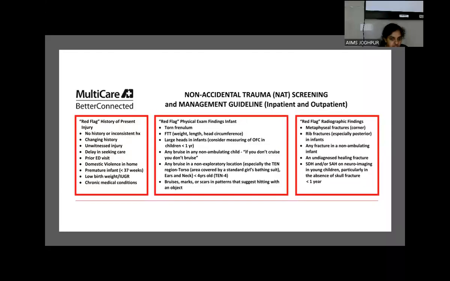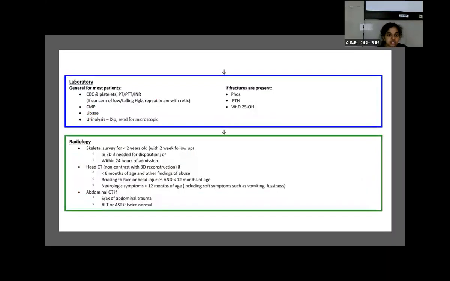Some physical findings that are red flags include, as previously mentioned, poor developmental, physical and emotional development, and bruises in any non-exploratory location, and bruises, marks, or scars that are patterned. That suggests the child has been injured with a specific object. And on X-ray, it might be noted that the child may have metaphyseal fractures, which as mentioned previously are quite specific, rib fractures in the posterior area, and any non-ambulatory infant with a fracture, or any undiagnosed healing fracture, or neuroimaging findings in the absence of any skull fracture. And all this in children who are of young age, less than 1 or 2 years of age.